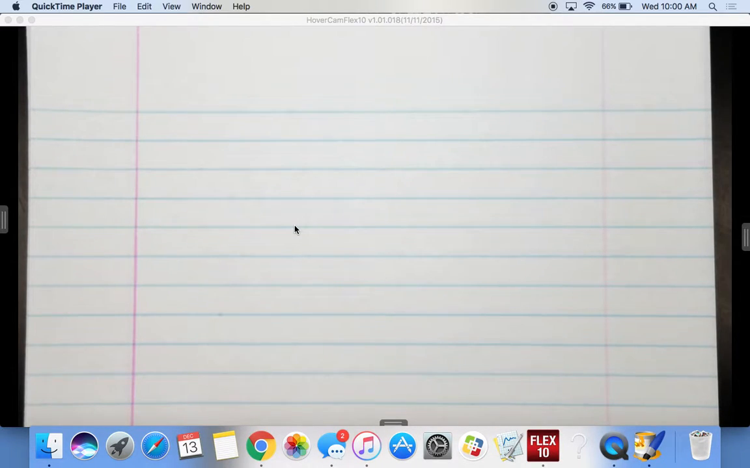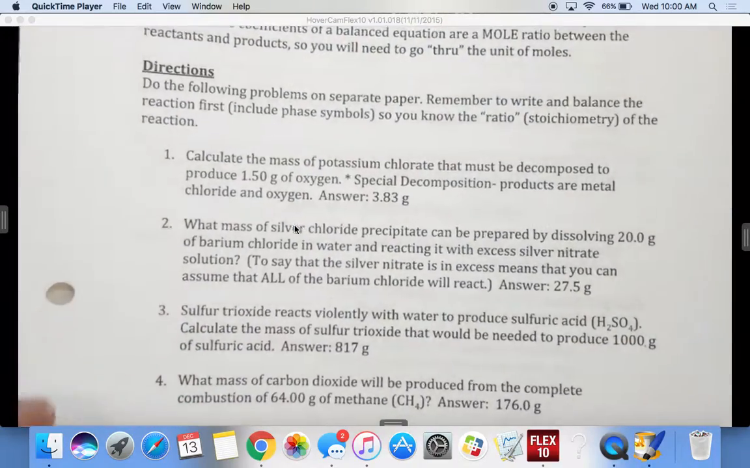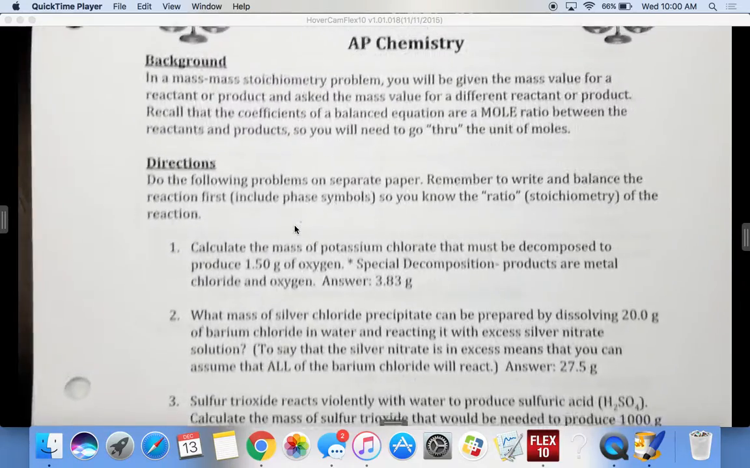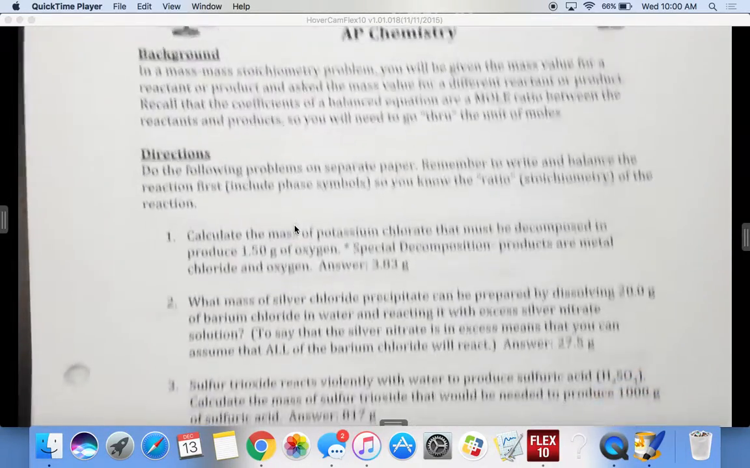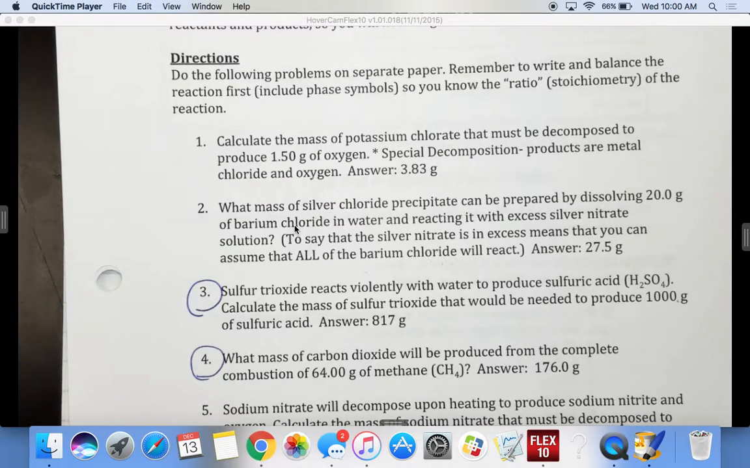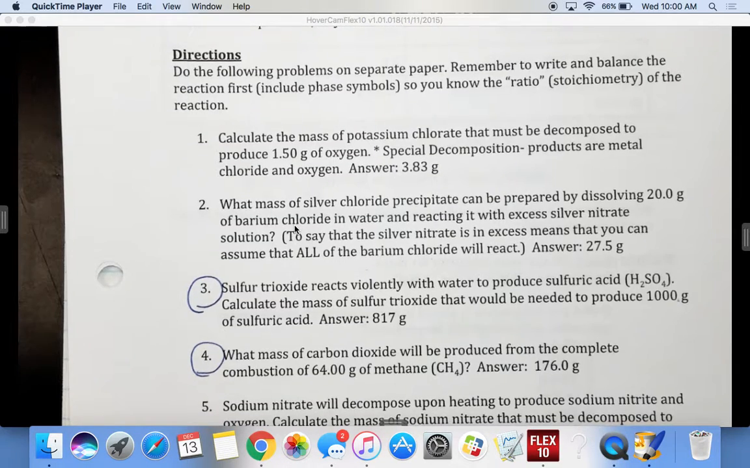Okay, everyone. I thought we would take a couple minutes to practice a couple mass stoichiometry problems. So if you have your mass worksheet out, I'm going to be looking at question 3 and question 4 on the worksheet. So you may want to have your sheet out and you can follow along.